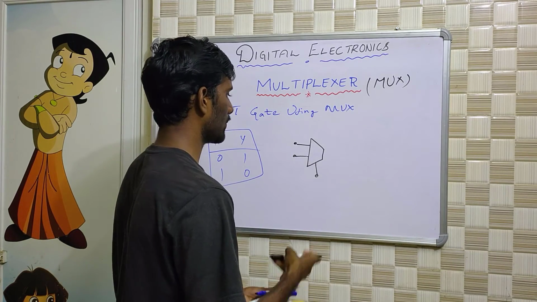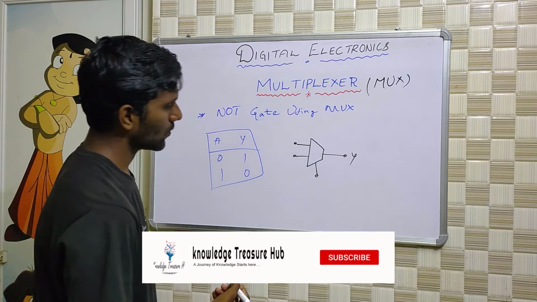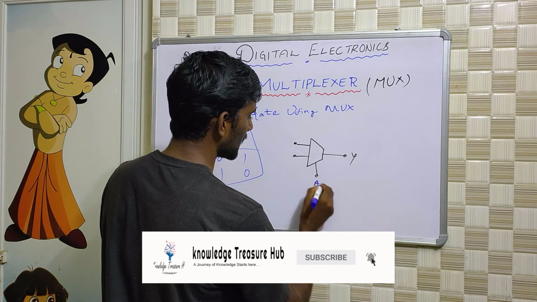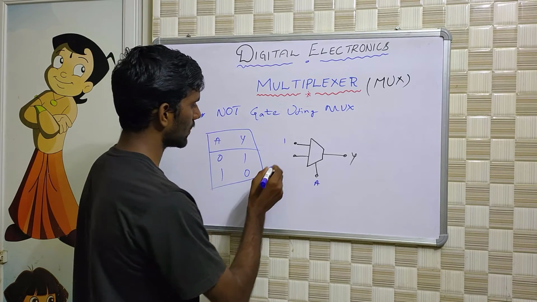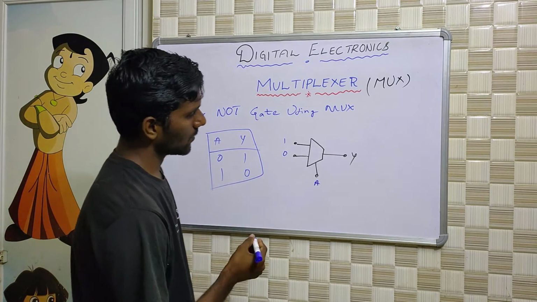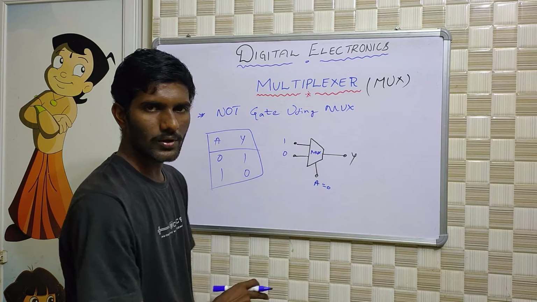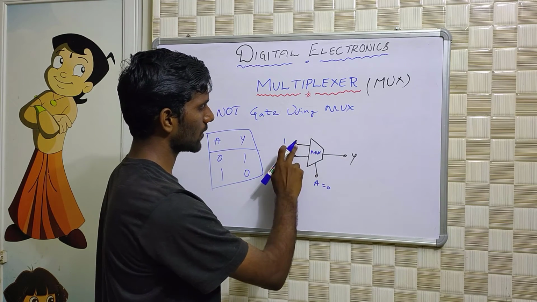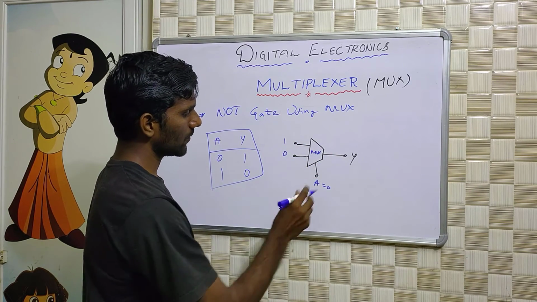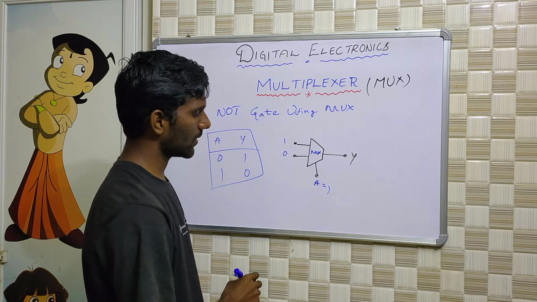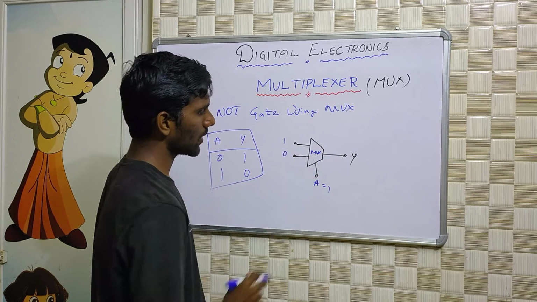So the output line will be Y. We will take the input as the selector line. We'll take the first input as 1 and the second input as 0. If selector input A is equal to 0, then the output should follow the first input line, which means the output will be 1. If A is equal to 1, the selector line input is 1, output should follow the second line, so 0 will be the output.